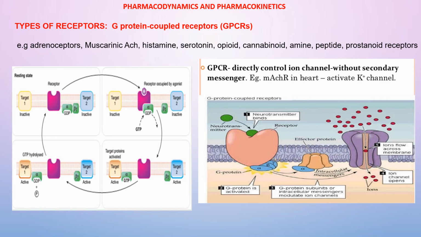The figure here explains the mechanism of action of G protein coupled receptor. The figure on the right explains how the G protein coupled receptor controls the ion channel without secondary messenger. In case of G protein coupled receptor, the duration of action would be in seconds.